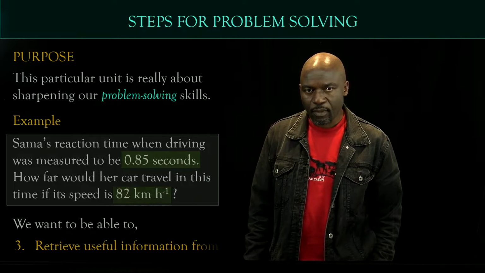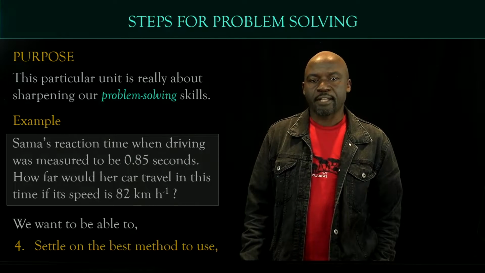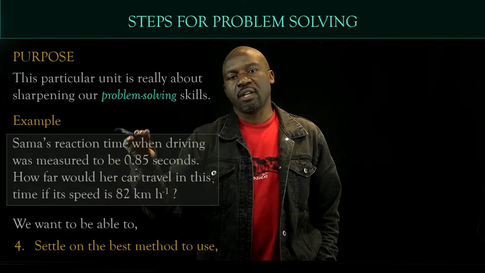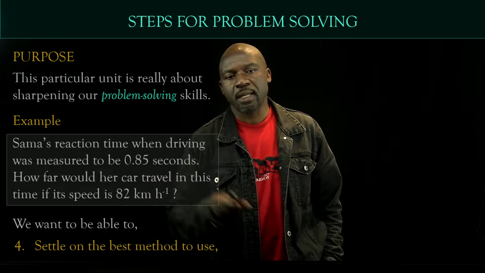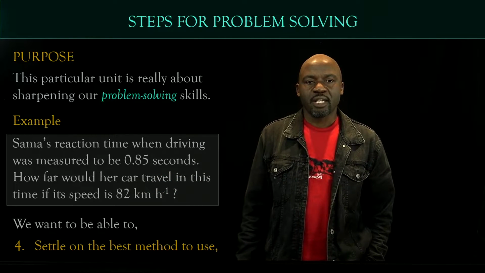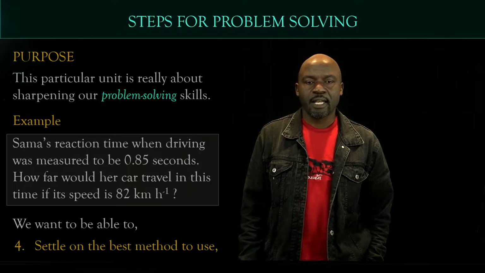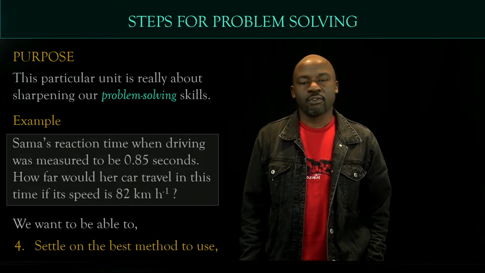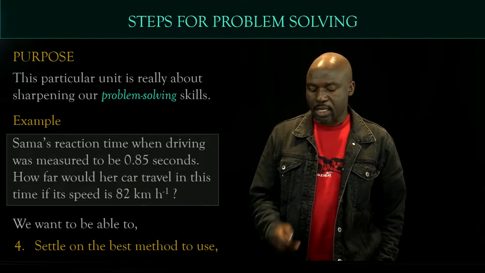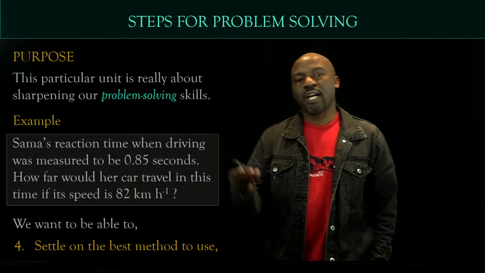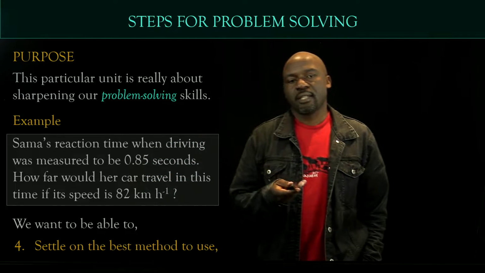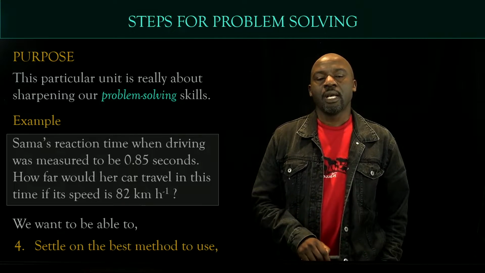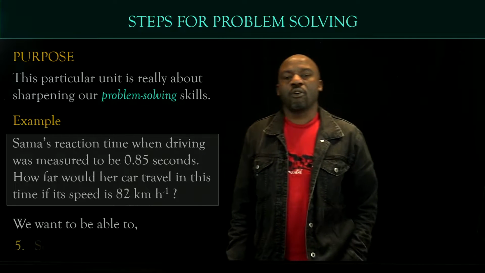Number 4, we want to settle on the right method to use. So in this question here, we're being asked to find the distance, we've been given time, and we've been given speed. So this is the question relating distance. We need the formula relating distance, speed, and time. Distance is speed times time, or speed is distance over time. That is the formula that we need. And so as you read the question carefully, you must think about the right formula or the right approach to solving the problem, okay?